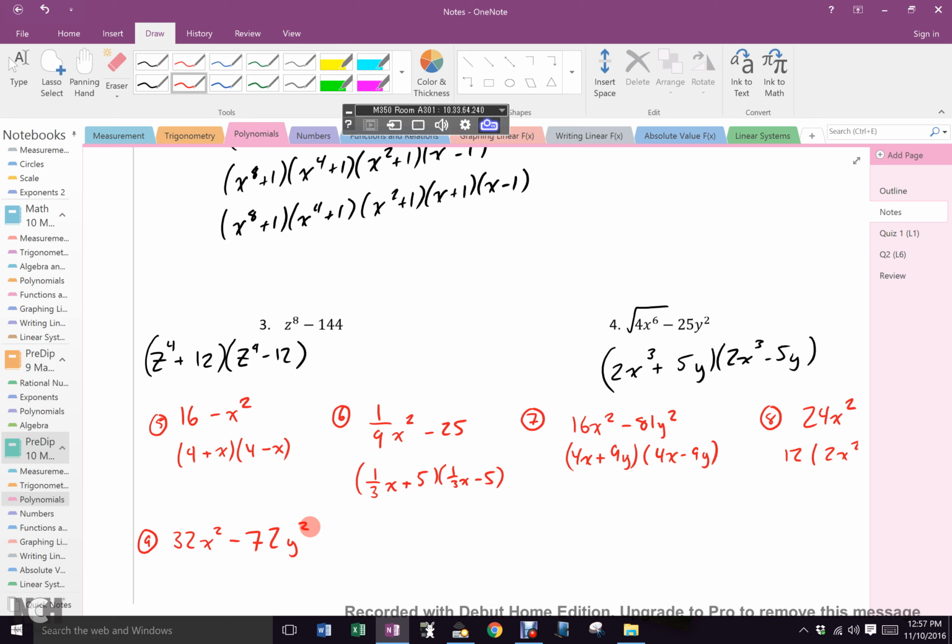It's 8, right? So I'm going to bring out an 8, and that's going to leave me 4x squared minus 9y squared. Now will it work? Yeah. So I've got an 8. What's the square root of 4? 2x. Square root of 9? 3y. And then we just write it again. Is everyone okay with that one?